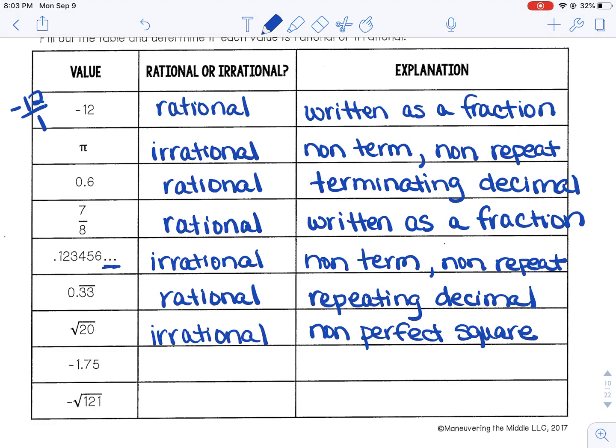I have a negative decimal, but that decimal does end. It is a terminating decimal, and we know that terminating decimals are classified as rational numbers.